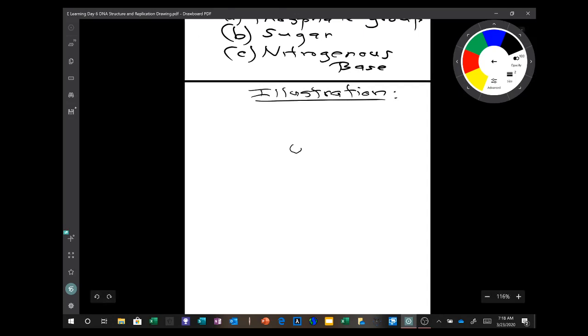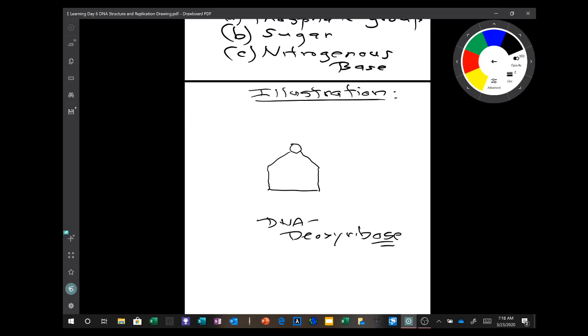The sugar would have an oxygen atom here. This is a five-sided sugar, a 5-carbon sugar. And this sugar in DNA is actually called deoxyribose. You might remember that OSE always means sugar. Also, this is a carbon atom right here. This is the second carbon atom, a third carbon atom, a fourth carbon atom. Then there's a fifth carbon atom right here.